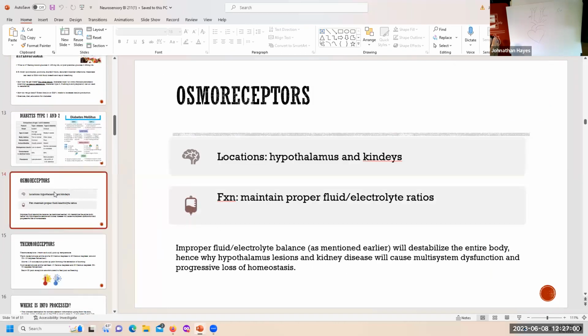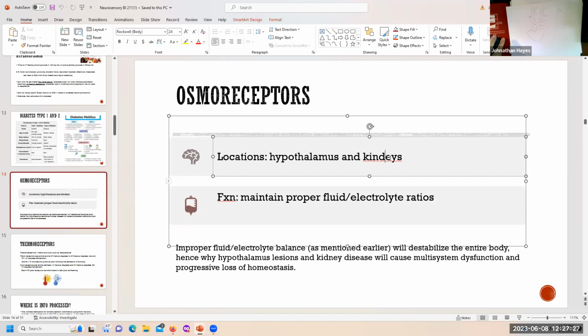Osmoreceptors. Osmoreceptors are there for fluid electrolyte balance, right? When you're dealing with the body's osmolarity, we're talking about the number of dissolved particles per, say, liter of solution. So the number of dissolved particles, rather than size, is what points to osmolarity. So osmoreceptors are concerned about that. I'm supposed to say kidneys. I'm sure you could have figured that out.